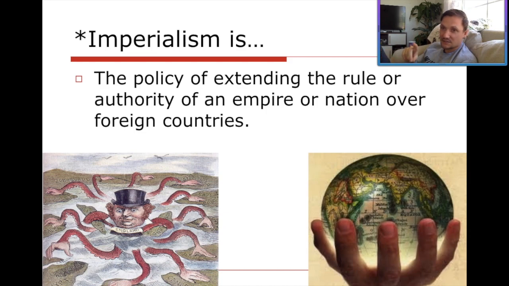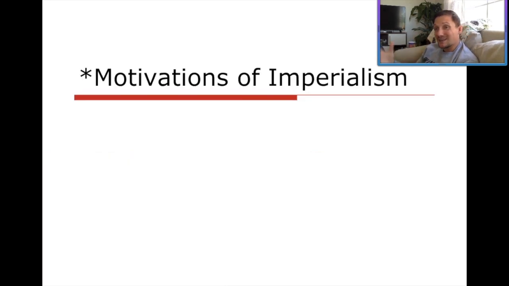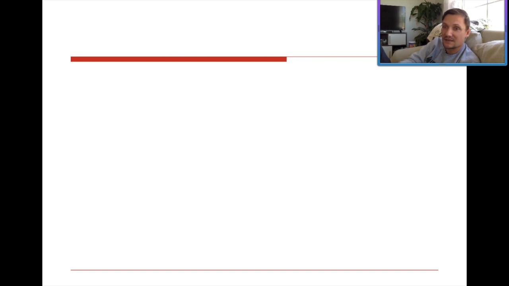Look, there's a lot of asterisks to all this stuff. Just take a deep breath. What you really need to know is imperialism is the big trend in the 1800s. Now we've got to get into, speaking of which, what are the motivations behind imperialism? Why are all these Europeans deciding to imperialize other places?